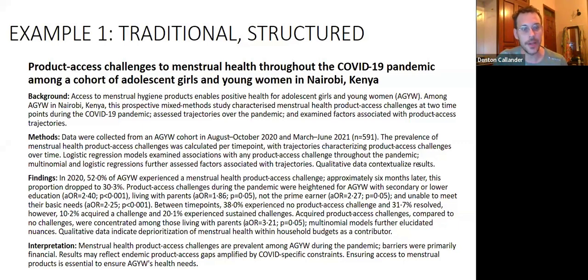So this example comes from a study out of Nairobi that was published a couple of years ago. And, thinking about Dr. Adam's comments around the title, I think this one gives a pretty clear view of what the study is about, right? Product access challenges to menstrual health throughout the COVID-19 pandemic among a cohort of adolescent girls and young women in Nairobi, Kenya. This title has a lot of information built into really two lines of text, right?